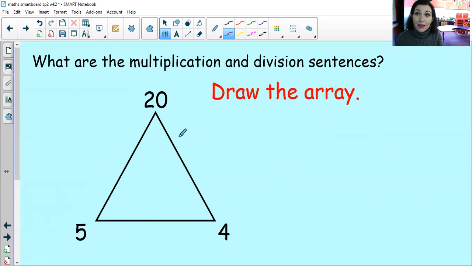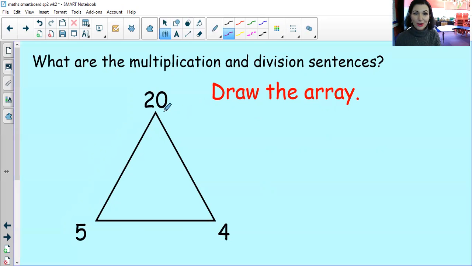Now, I would like you to do this one by yourselves in your home learning books, and then I will show you afterwards. But I also would like you to draw an array to prove the multiplication and the division sentences. So 2 multiplication, 2 division sentences, and I want you to draw an array. Okay, so pause your video now.